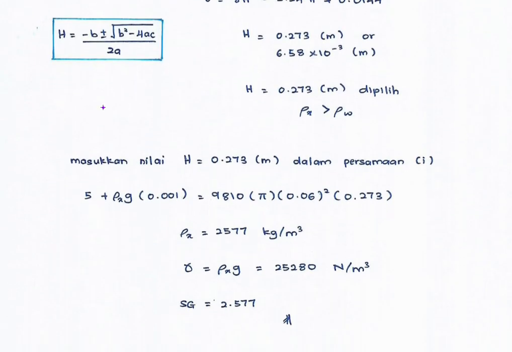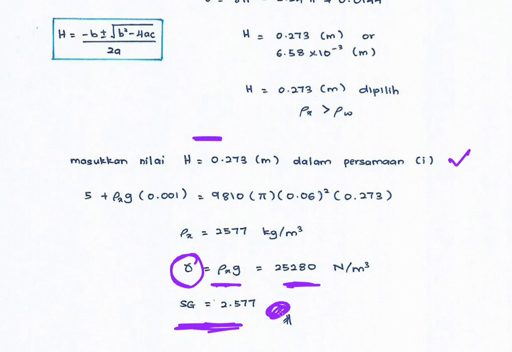Then we substitute the value of H here in equation 1. So we could get that rho x is 2577 kilogram per meter cube. Then we could calculate the rho g here, meaning the specific weight, which is equal to 25,280 Newton per meter cube, and the specific gravity of this liquid is 2.577. Please bear in mind that specific gravity here does not have any units.